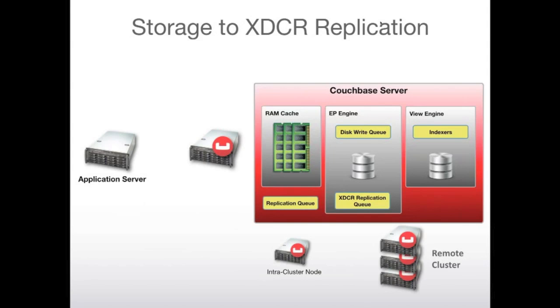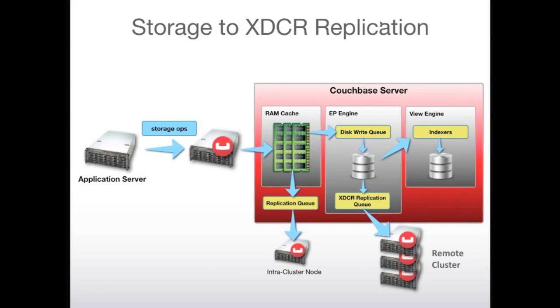So let's look at the architecture. If you've been watching this series, these diagrams are pretty familiar. In this case, we're doing storage ops, and of course they go into the RAM cache. Then they go into the replication and disk write queue. The replication queue is for intra-cluster nodes, for failover, for replica partitions. And it goes to the disk write queue, it goes on disk, and then goes to the XDCR replication queue.